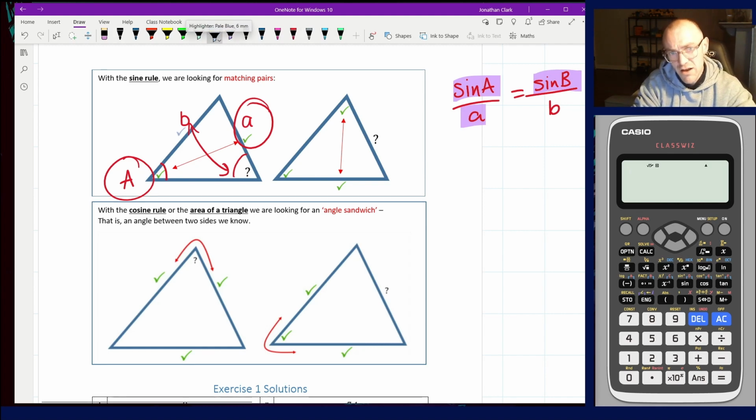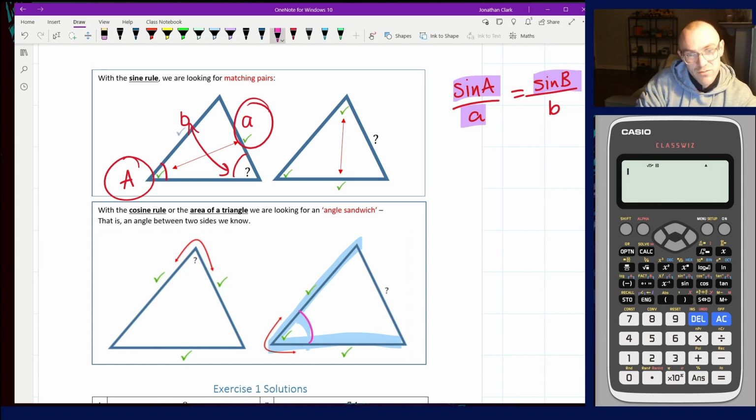For the cosine rule, you have a different combination of information. You might have 3 sides with no angles, or you might have 2 sides but without a matching angle, without an opposite angle. You have the angle in between them instead. This is also the set of information that you'll use if you're trying to find the area of a triangle, which we're going to talk about next.